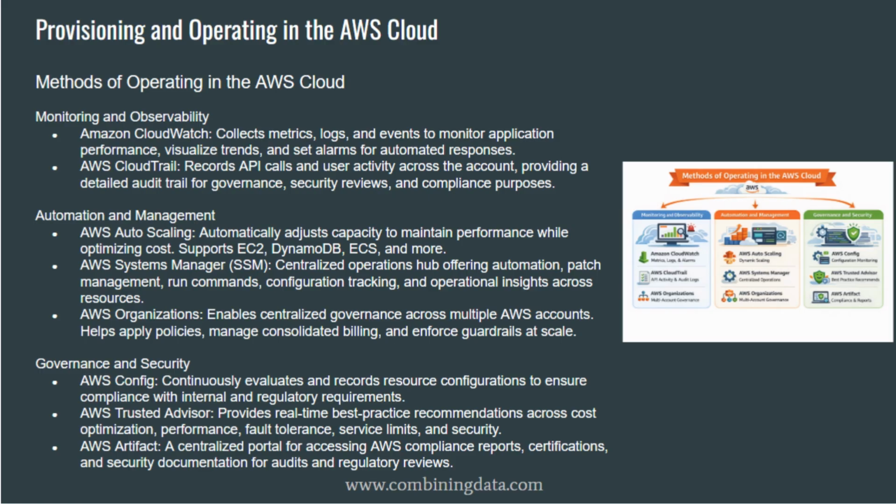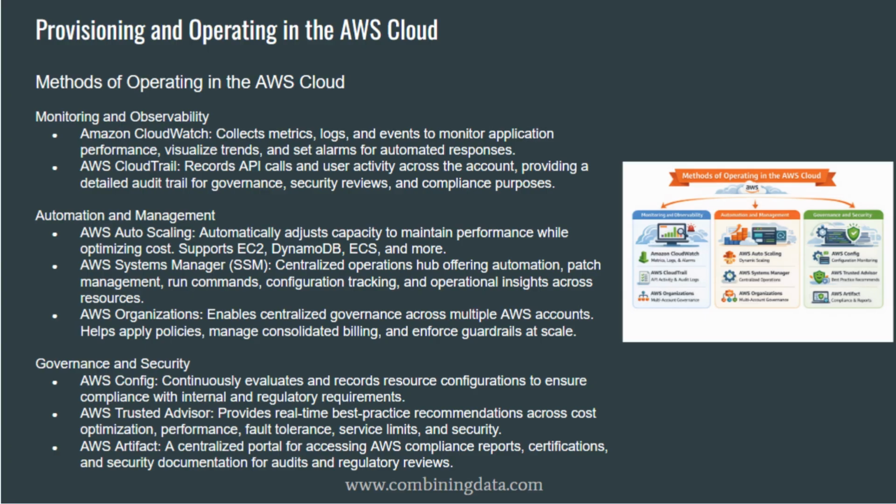AWS Systems Manager, SSM. AWS Systems Manager is a centralized operations hub. It allows teams to run commands on multiple instances, automate operational tasks, patch operating systems, track configurations, and maintain an inventory of resources. All of this can be done without logging directly into servers. Example: you can patch hundreds of EC2 instances across regions with a single automation workflow. Exam tip: Systems Manager is about operational control and automation at scale.